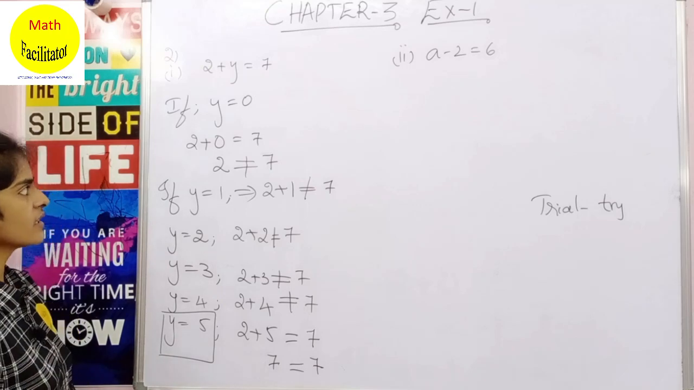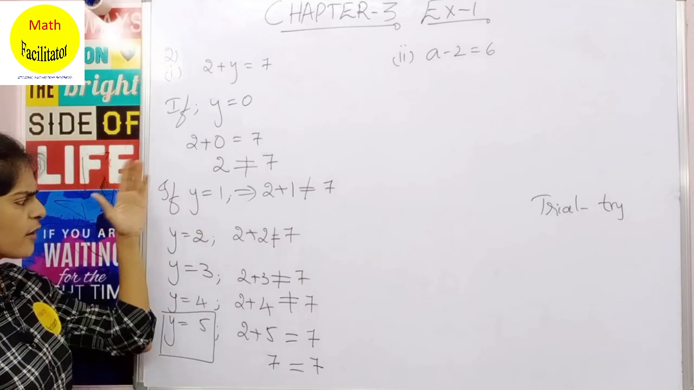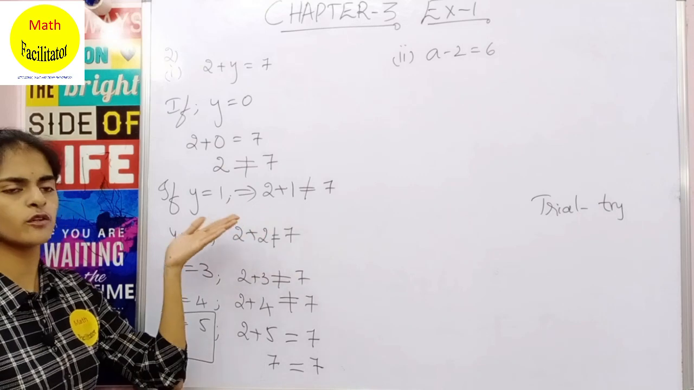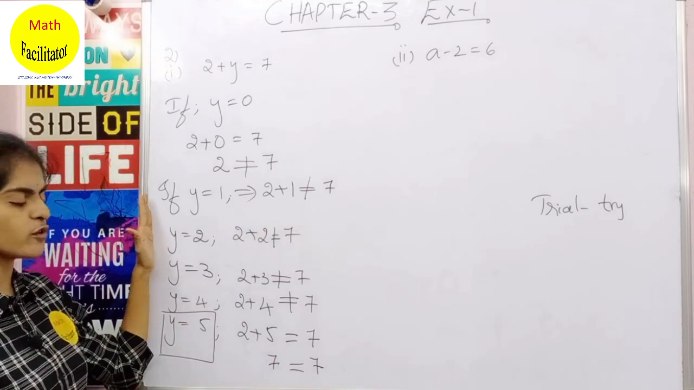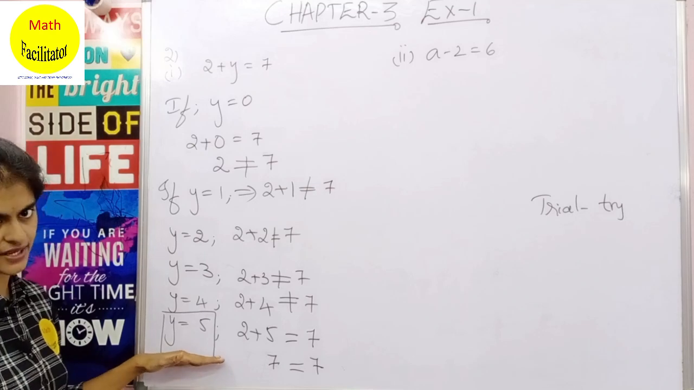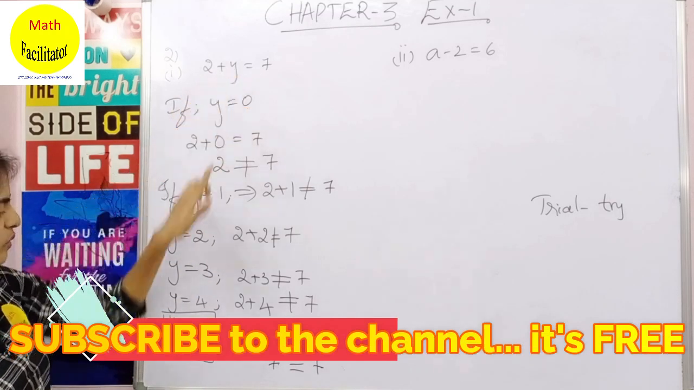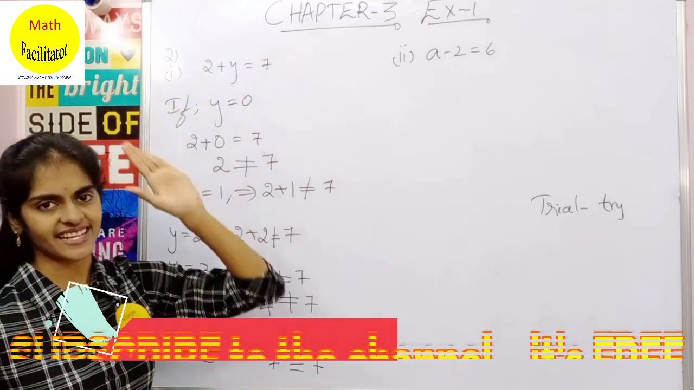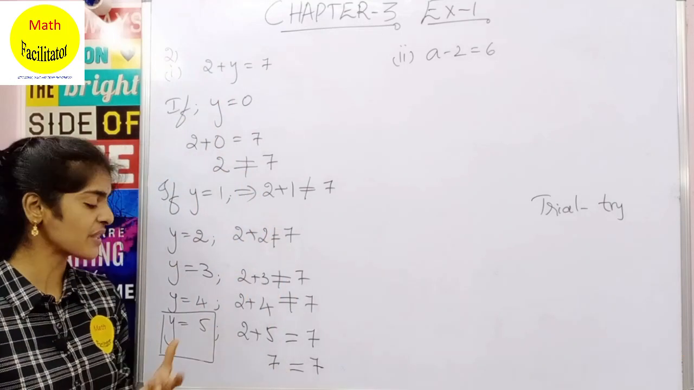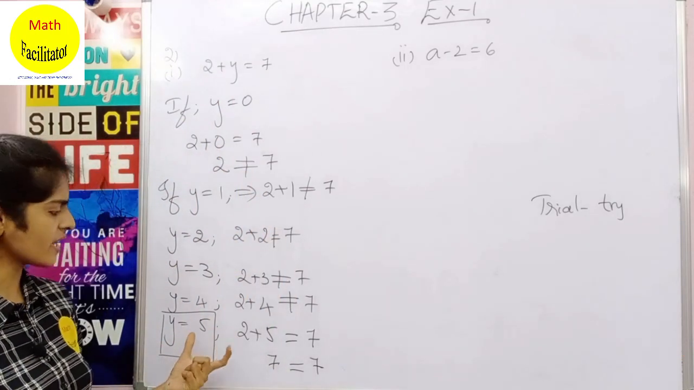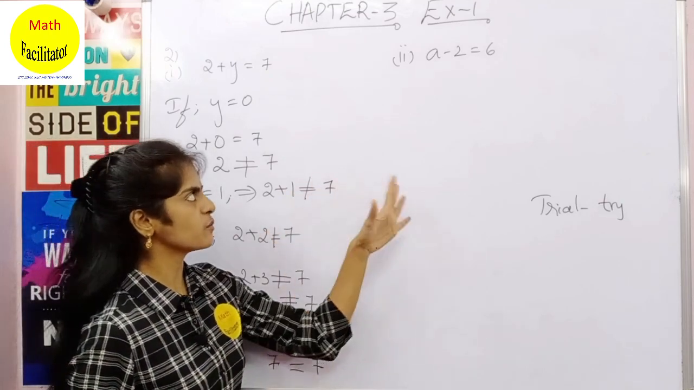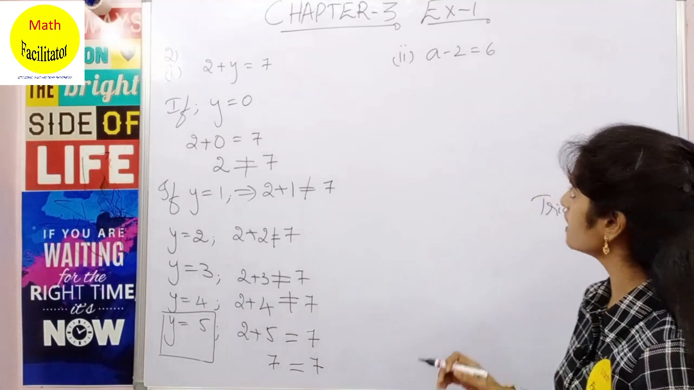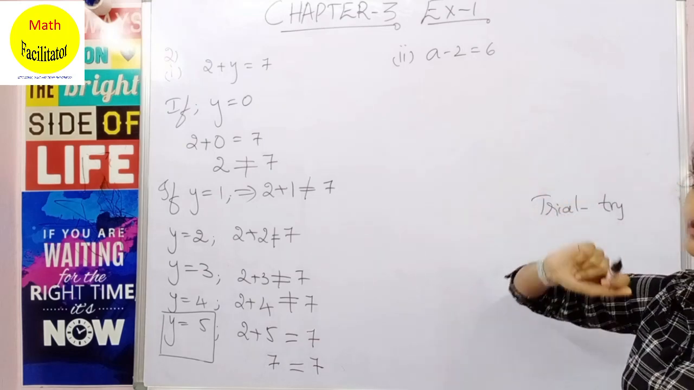So this is trial and error. You keep on trying. Even if you are wrong, you will move on to the next trial and try again. In this way you found out the exact value of y. So when y is equal to 5, this equation satisfies. So what is the answer? y equal to 5, where your LHS will be equal to RHS. Clear?